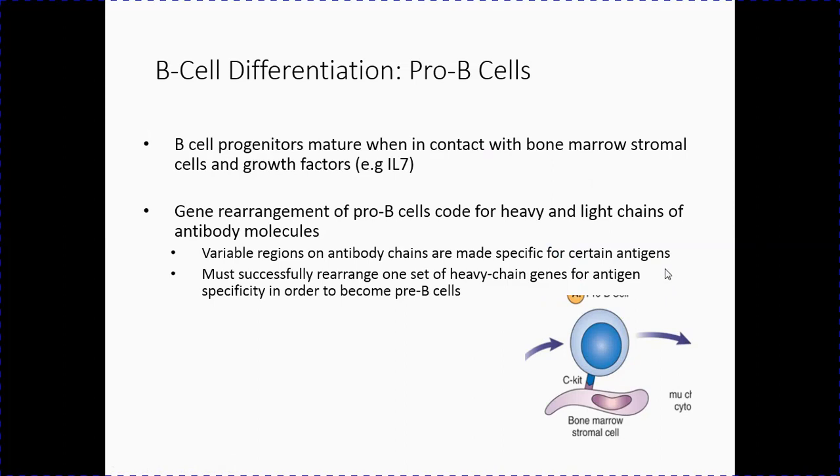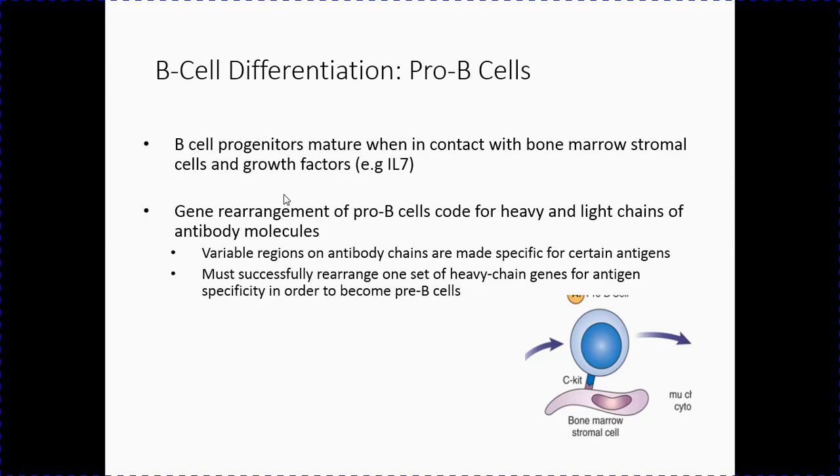The common lymphoid progenitor, or B cell progenitor, needs to come in contact, and so pro-B is the progenitor B cell. Pro-B cells have to mature in the bone marrow because they require contact between the pro-B cell and the stromal cells of the bone marrow, and you can see that there's a receptor that allows for that to happen. We also have to have some cytokines, some growth factors. For example, an interleukin we call interleukin 7 is going to facilitate this maturation.